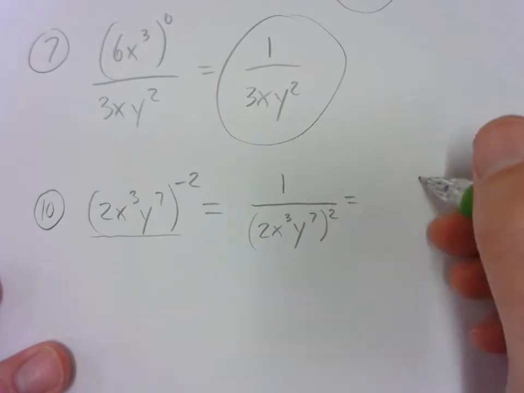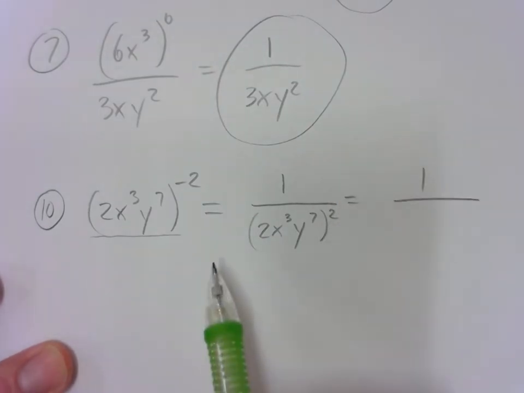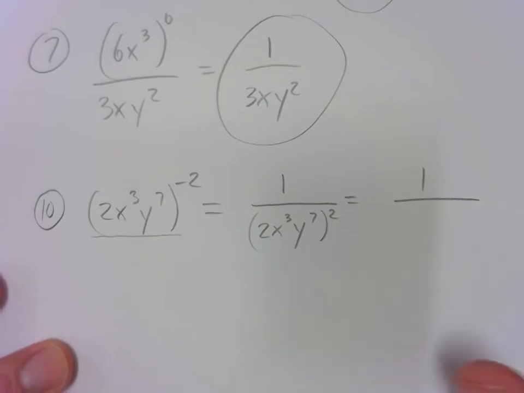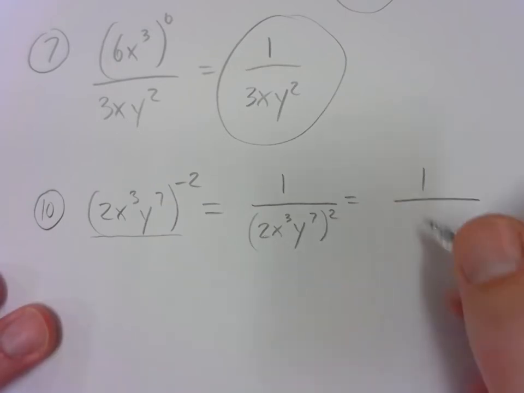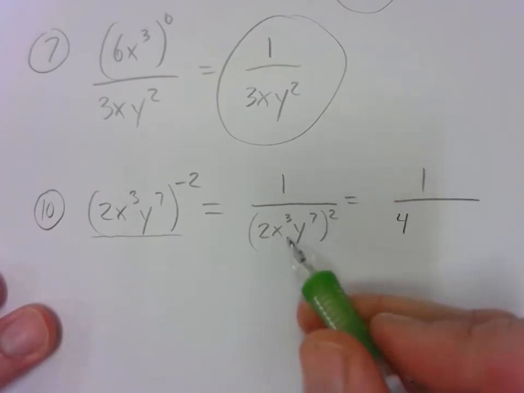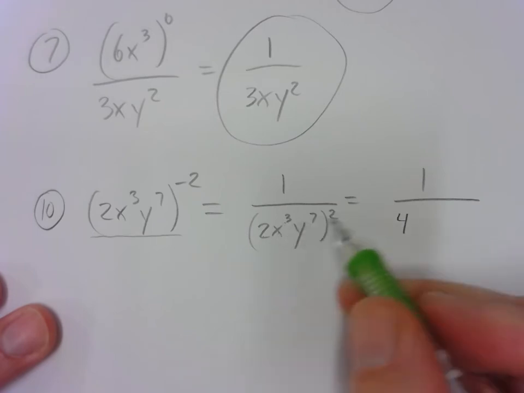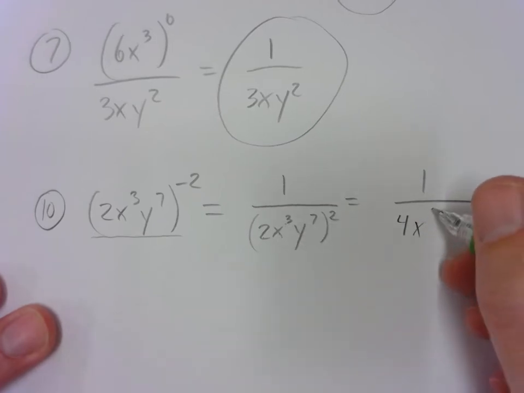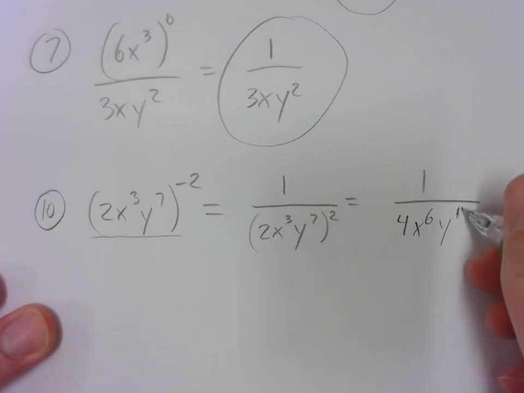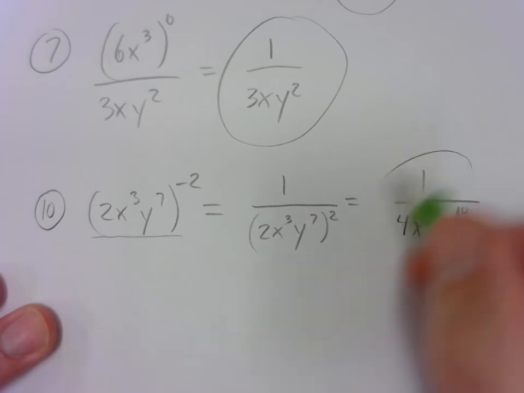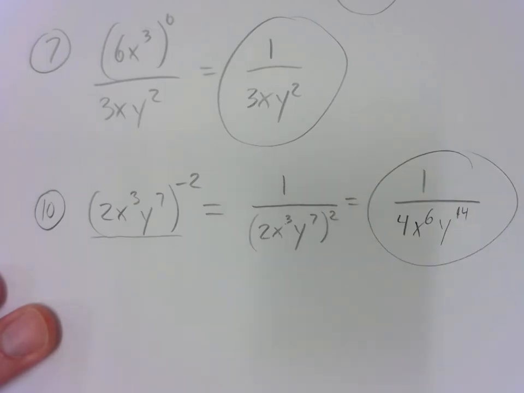So that's what I'm going to do, is I'm going to square it just like I squared everything up in question number 4. So it's going to be 2 squared. 2 times 2 is 4. Power to a power, so you multiply, x to the 6th, power to power, y to the 14th. Boom, done.